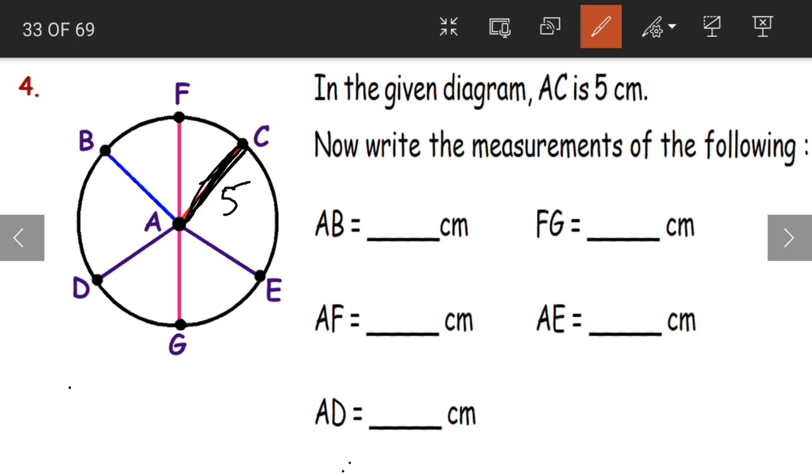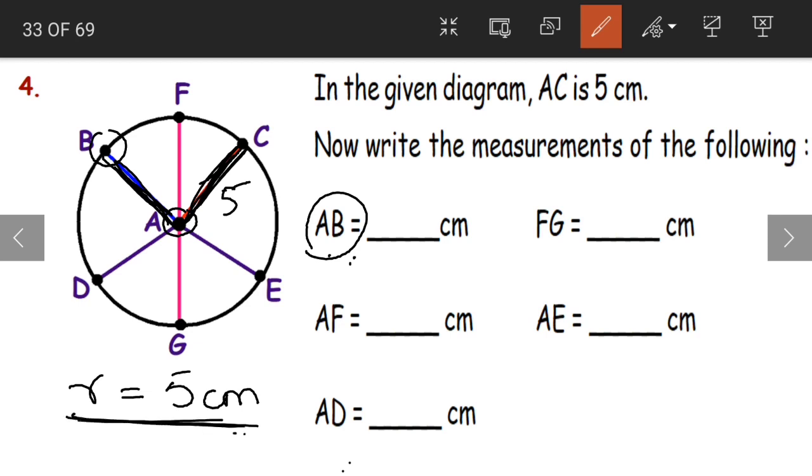So what is the conclusion from this question? We can conclude that radius of the given circle is equal to 5 centimeters. Now what should we find out? The measurements of AB. What is AB? Here, this is AB. Again, AB is also the radius of the circle. Yes, it is joining the center and a point. So just now what did we learn? Radius equal to 5 centimeters. As AB is also the radius, AB is equal to 5 centimeters.